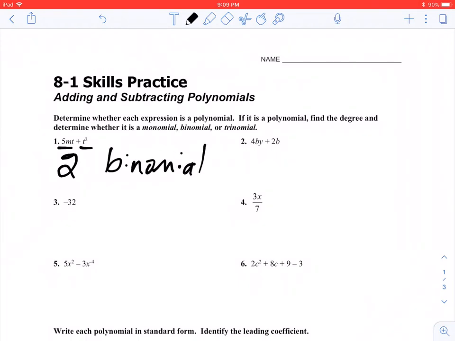Number 2, if you look at the first, there's a term here and there's a term here. So once again, there are 2 terms. Each of those variables has a power of 1. So 1 plus 1 is 2. So the degree of the first term is 2, and the degree of the second term is just 1. Therefore, the overall degree of the polynomial is the highest degree of the individual terms. So the degree in this would be 2, and there are 2 terms, so it is called a binomial.